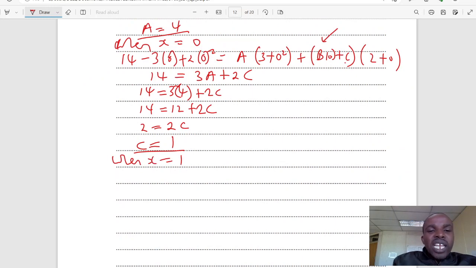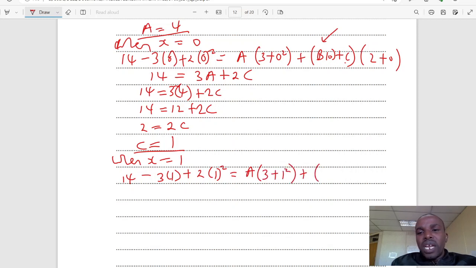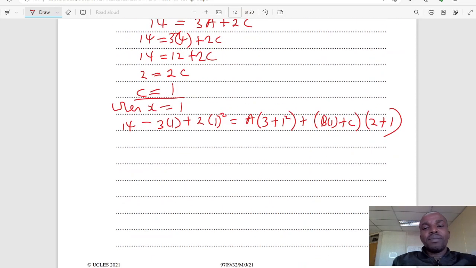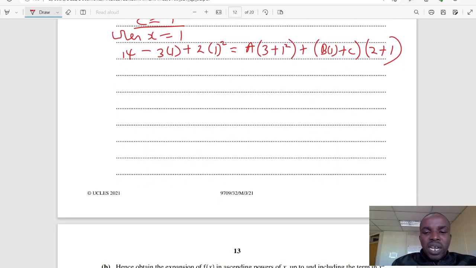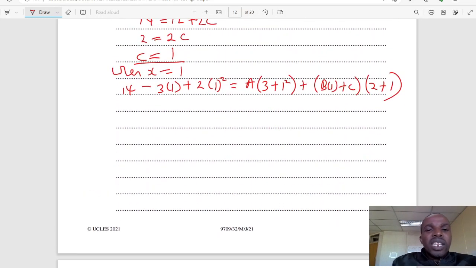x equals 1, then it will be 14 minus 3 times 1 plus 2 times 1 squared equals A, then 3 plus 1 squared, then plus B times 1 plus C, then plus 2 times, where there's x, I'm putting 1. Right, then simplify this part.